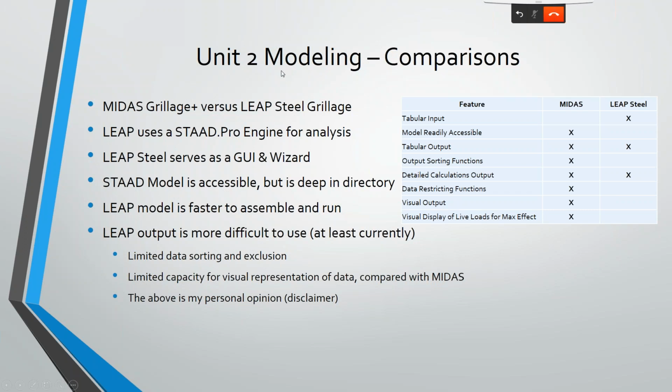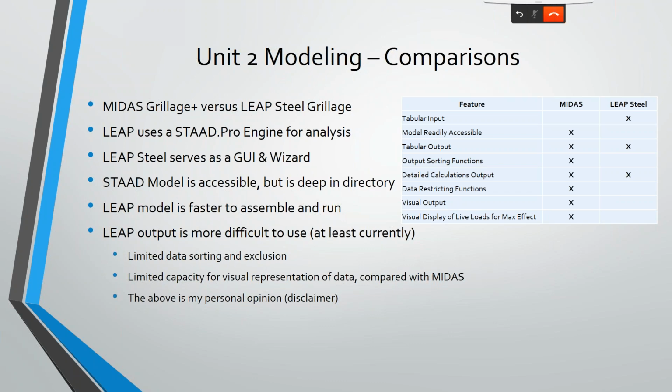So Unit 2 modeling. We also looked at this through LEAP Steel. LEAP Steel now does both girder line and grillage, and actually now 3D full plate analysis as well. And we did run a LEAP model. In this case, we ran a LEAP Steel grillage and just compared the two.